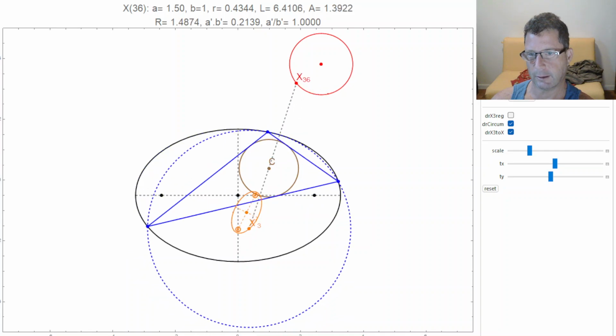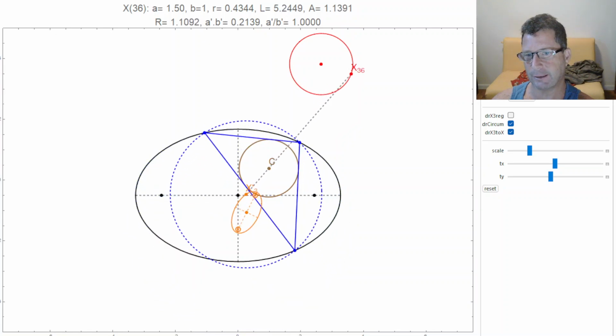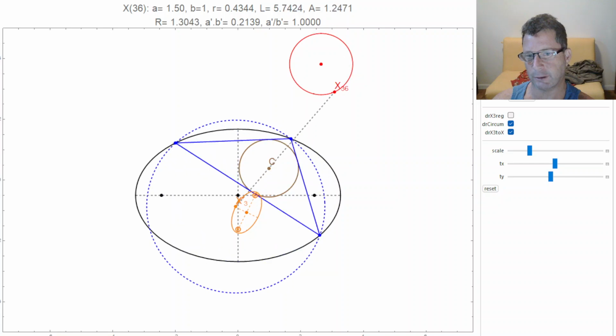triangle centers. Here I'm focusing on a particular locus on ETC labeled as X36, and X36 is the inverse, or the inversive image, of the in-center, which is fixed in this family, labeled here as C, so X1 is fixed, in the circumcircle, which is this dashed blue circle here. So X36 is such an inversive image.